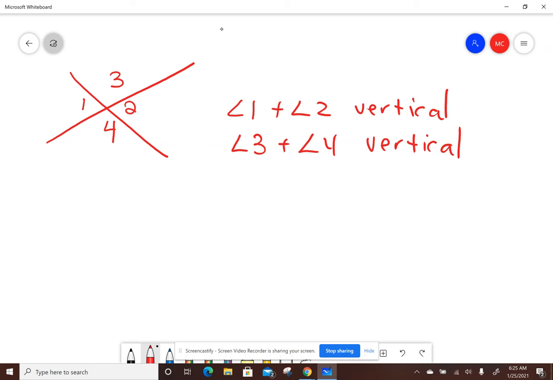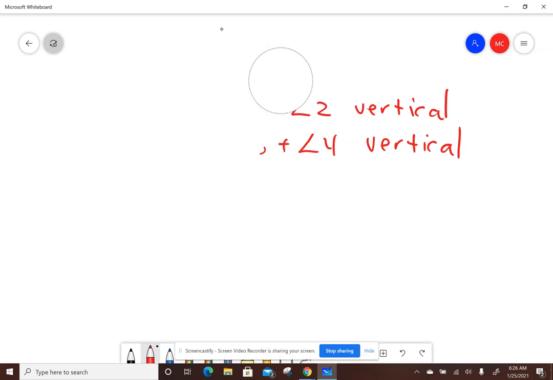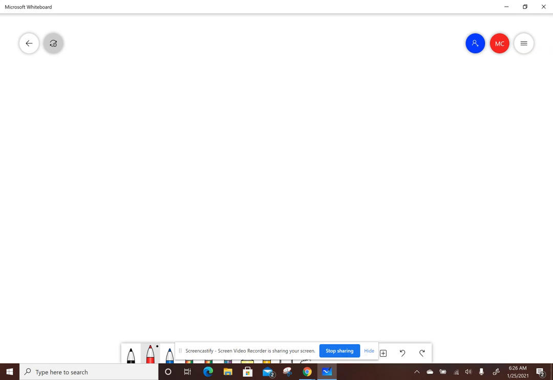Okay, now angle 2 and angle 3, think of what they would be. They would be supplementary. Angle 2 and angle 4 would be supplementary. Angle 1 and angle 4 would be supplementary, and 1 and 3 would be supplementary. And also 1 and 3 would be adjacent, and 2 and 3 would be adjacent because adjacent means next door.